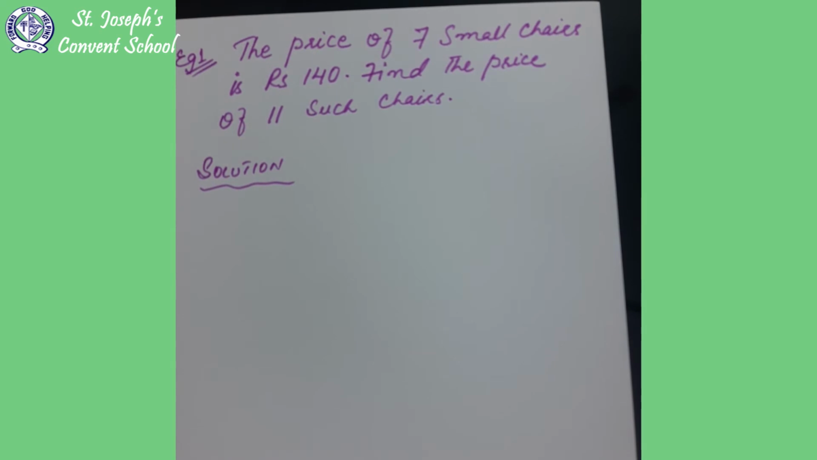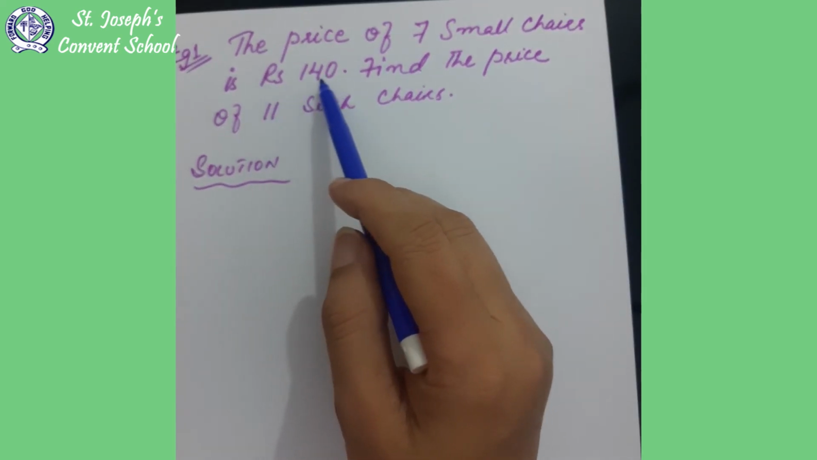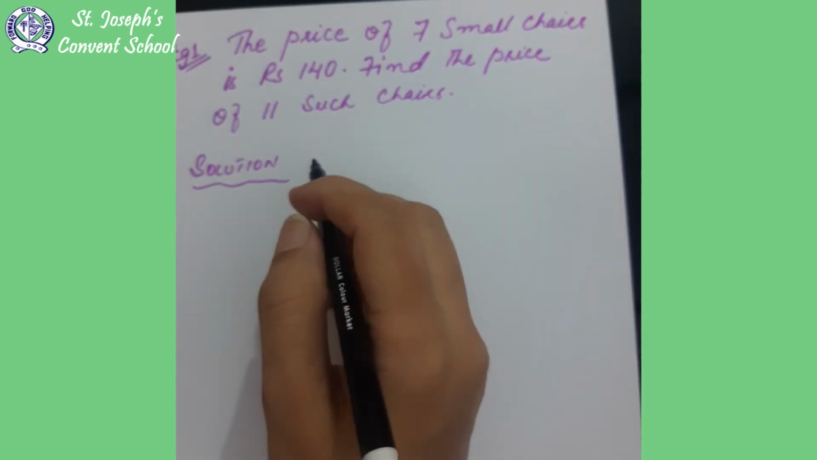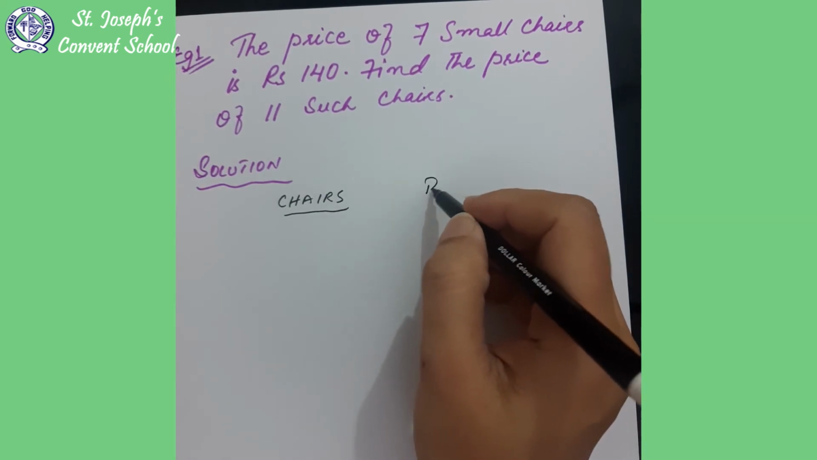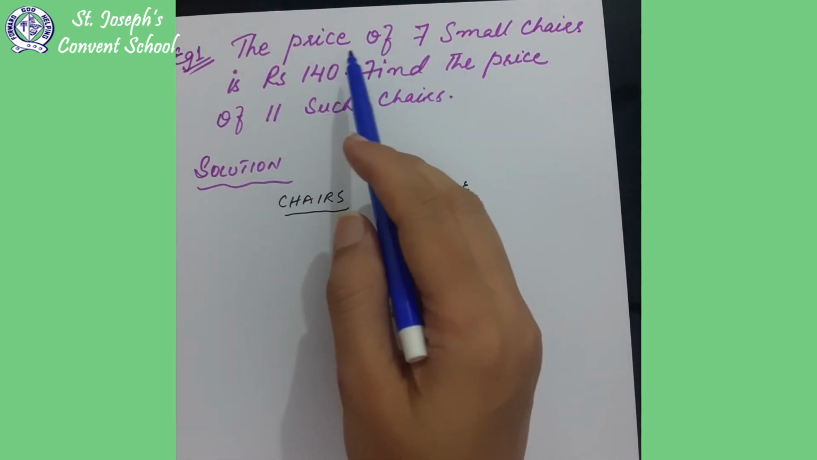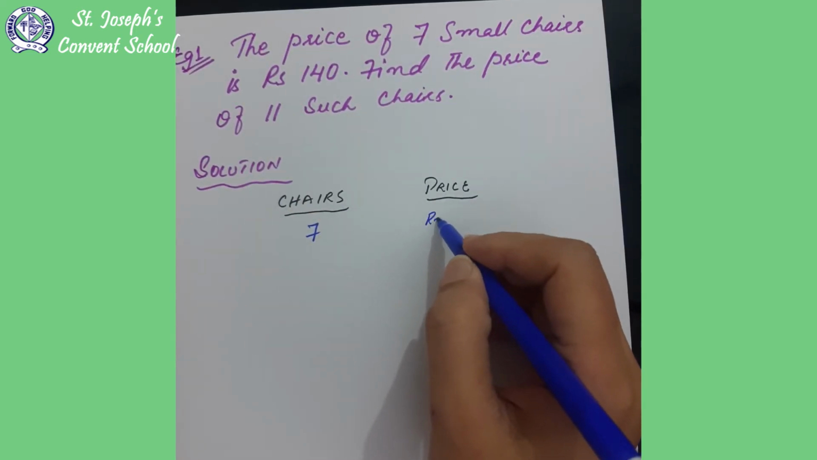Now the two quantities, you can say two ratios, are price and chairs. Okay, the price given for 7 small chairs is 140. So two quantities are price and chairs. So we will write the names of the quantities. What two quantities are given? Chairs and price. Now we will write how many chairs and what price. There are 7 small chairs and the price is rupees 140, so we will write rupees 140.